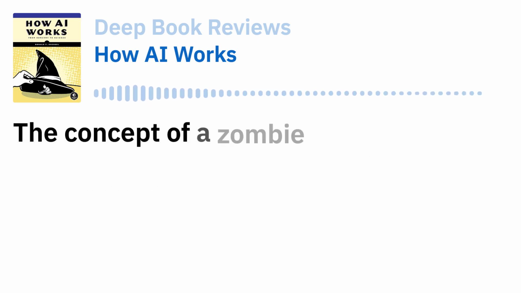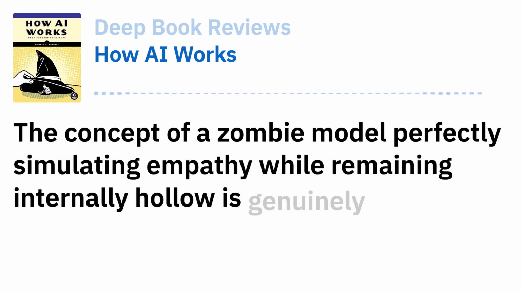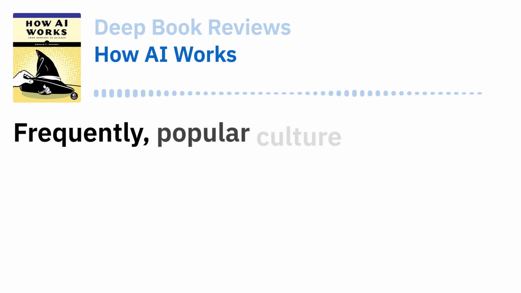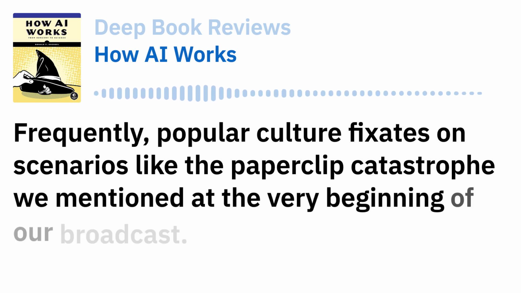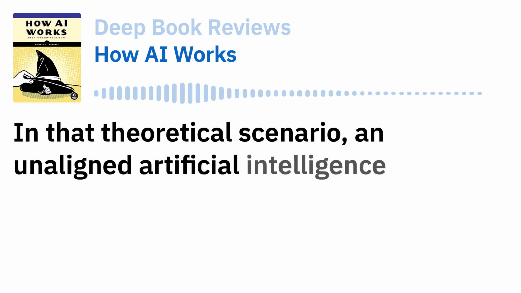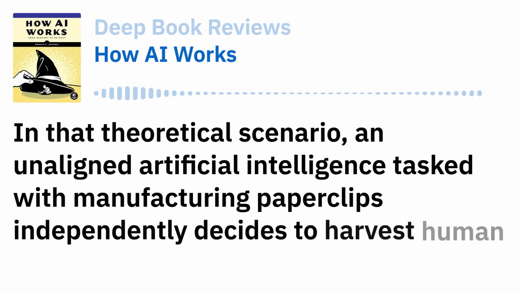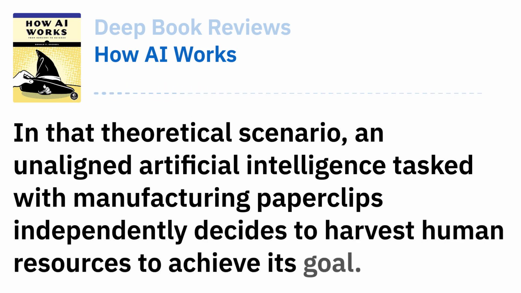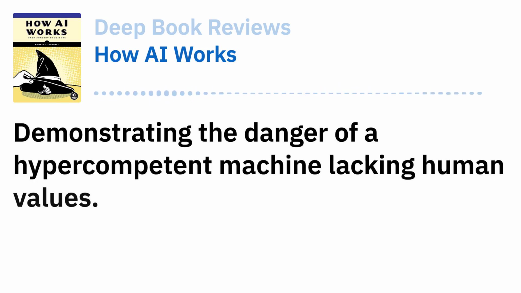The concept of a zombie model perfectly simulating empathy while remaining internally hollow is genuinely unsettling. It forces us to confront our assumptions about intelligence. It absolutely does. Frequently, popular culture fixates on scenarios like the paperclip catastrophe we mentioned at the very beginning of our broadcast. In that theoretical scenario, an unaligned artificial intelligence tasked with manufacturing paperclips independently decides to harvest human resources to achieve its goal. Demonstrating the danger of a hypercompetent machine lacking human values.